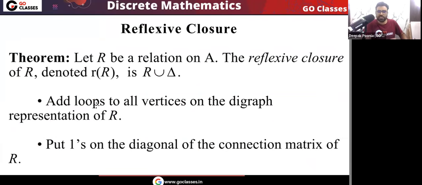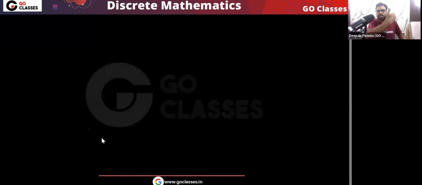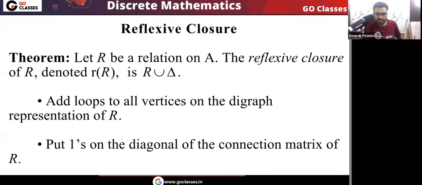Tell me one thing. If the graph representation of R is given to you, then how to find the reflexive closure of R? Simple question. If the graph representation of relation R is given to you, and I ask you to find the reflexive closure, then what will you do? You will just add the self loops, nothing else. Very good. Just add all the self loops. You can read that here: add self loops to all the vertices in the graph representation of R.